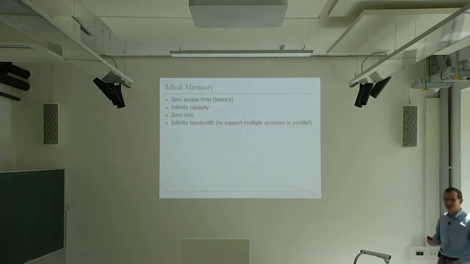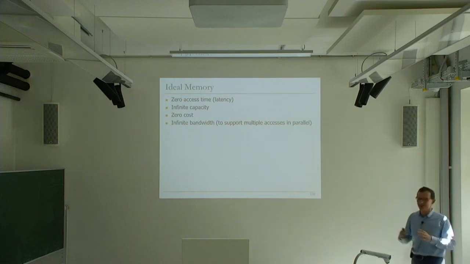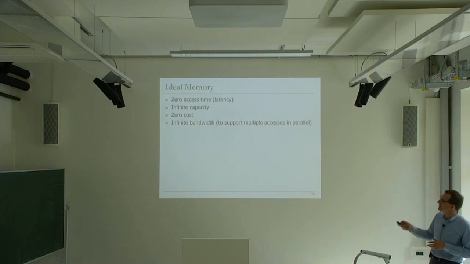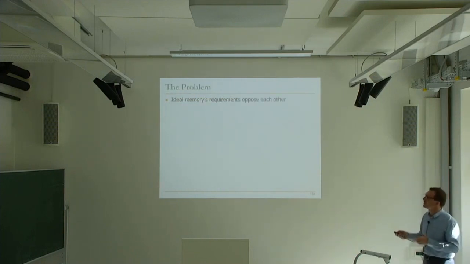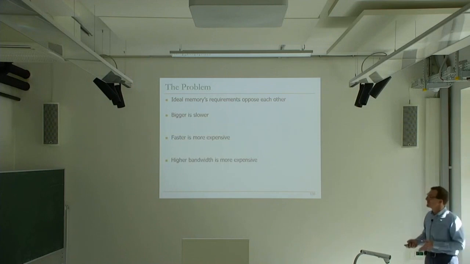Then ideal memory. It's always good to think about ideal. I like being idealistic to try to achieve that ideal somehow. Ideal memory imposes a lot of requirements: 0 latency, infinite capacity, 0 cost, infinite bandwidth. And unfortunately, we don't have that ideal because the ideal memory requirements oppose each other. Bigger is slower, faster is more expensive, and higher bandwidth is also more expensive.